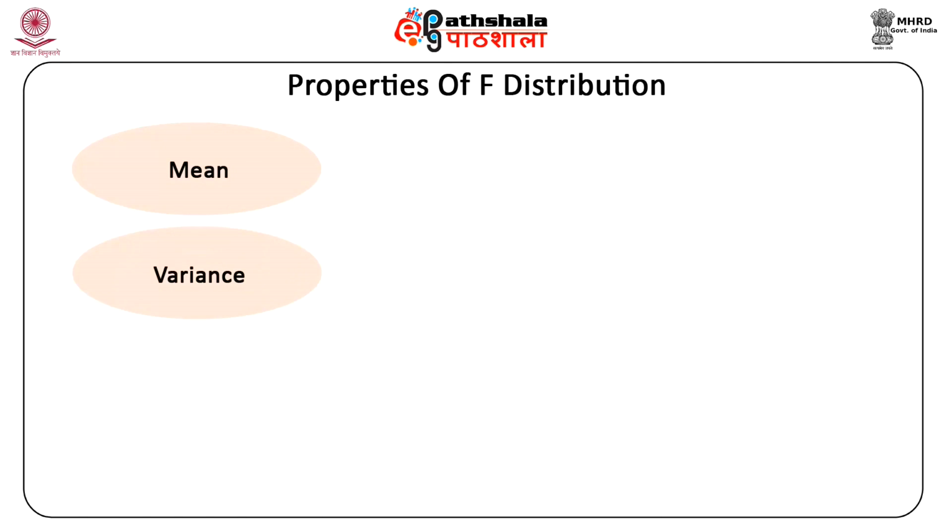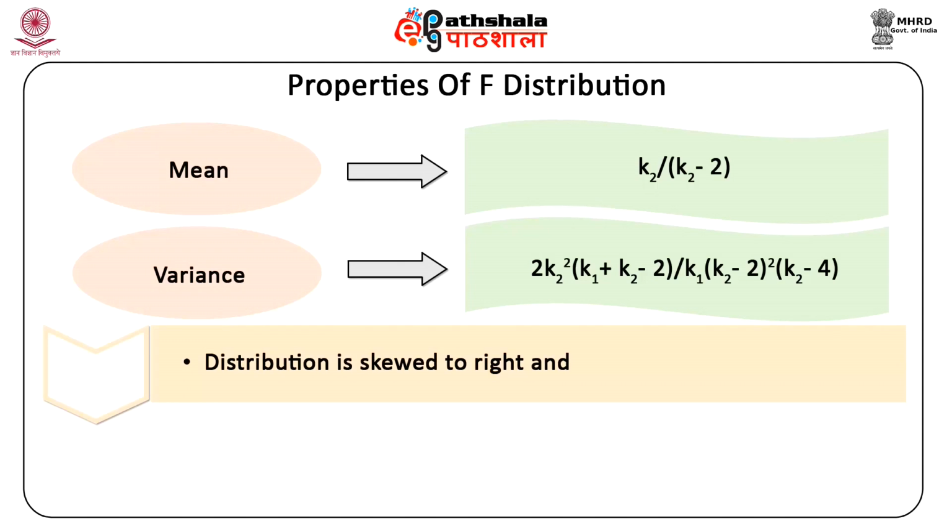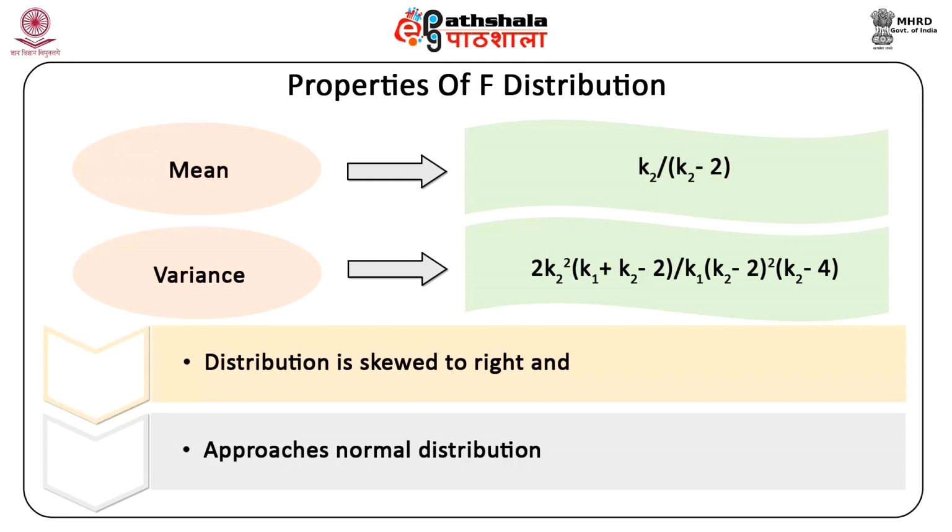First, the mean and variance of the F distribution are k2 upon k2 minus 2 and 2k2 square multiplied by k1 plus k2 minus 2 whole, upon k1 into k2 minus 2 whole square into k2 minus 4, respectively. This is defined for k2 greater than 4 for the denominator to be non-zero. Second, the distribution of probabilities of F along F values is skewed to the right and approaches normal distribution as both the degrees of freedom become large.